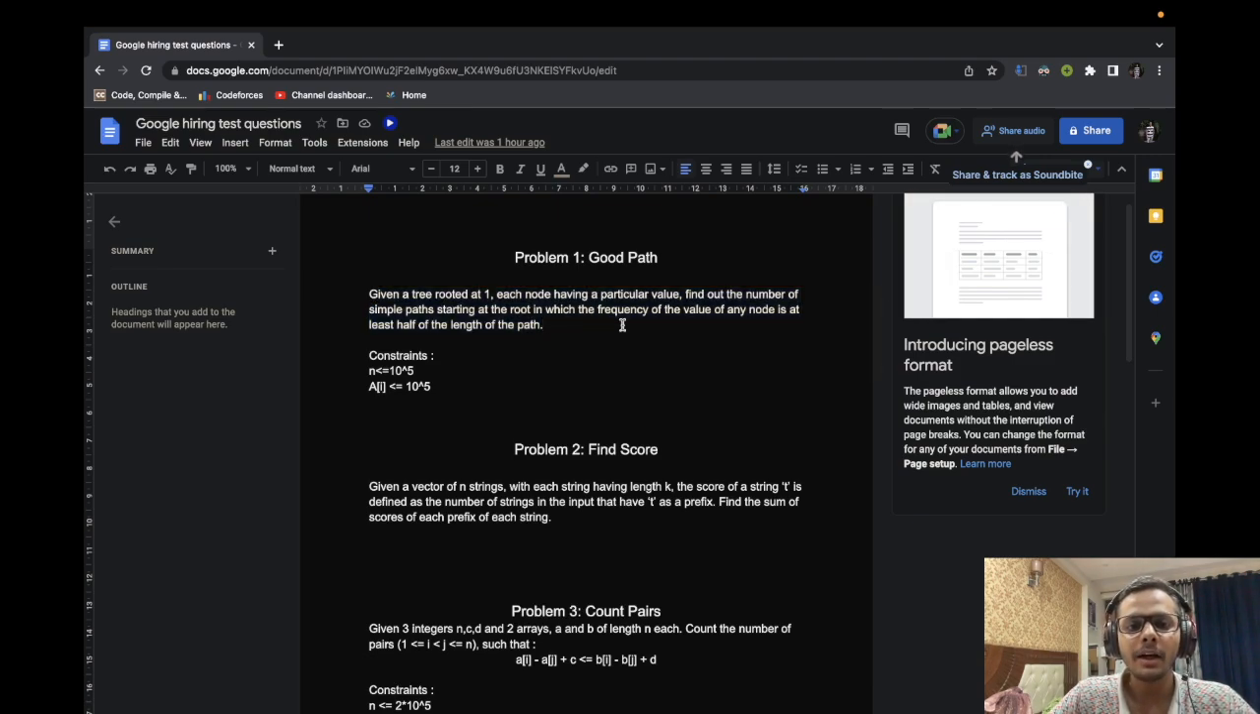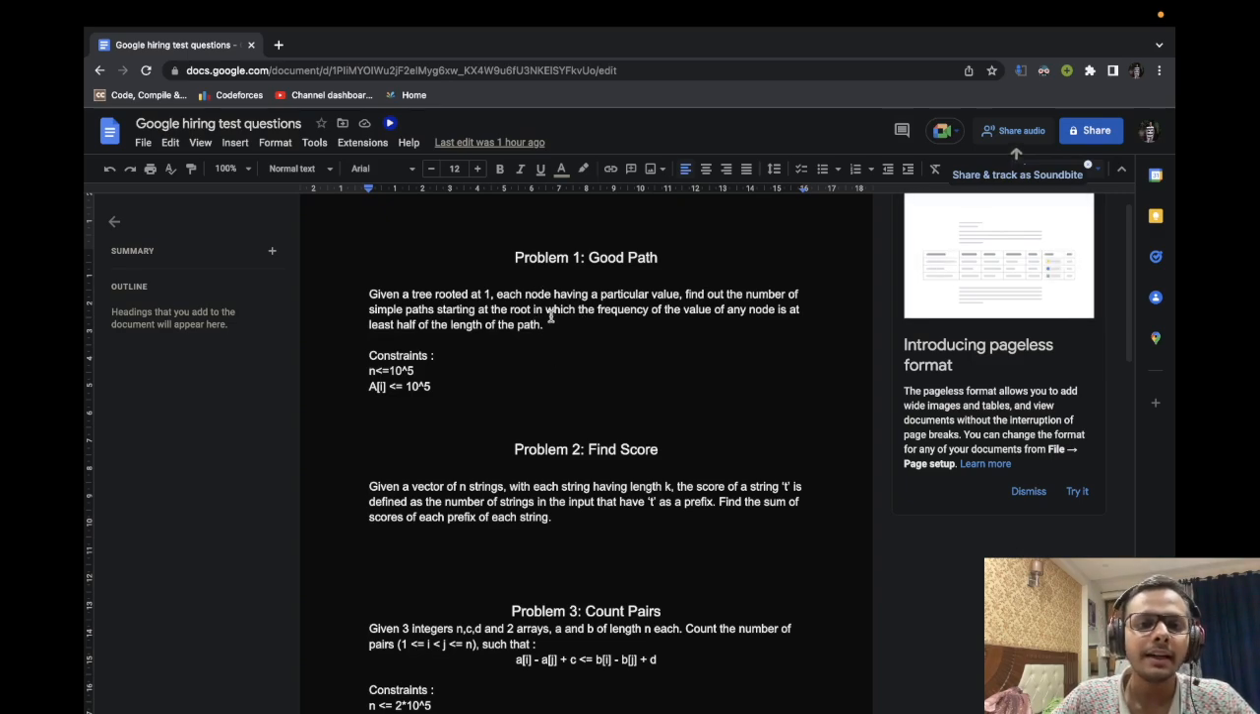If we are looking at a path, it starts from 1 and ends at a particular node u. Then in the path from 1 to u, the frequency of the value of any node should be at least half of the length of the path. And the length of the path is nothing but the depth of the node u, right? I remember the statement said that the length of the path would be the number of nodes, if I'm not wrong, but it doesn't really matter. The length of the path could be the number of nodes or the edges, it doesn't really matter.